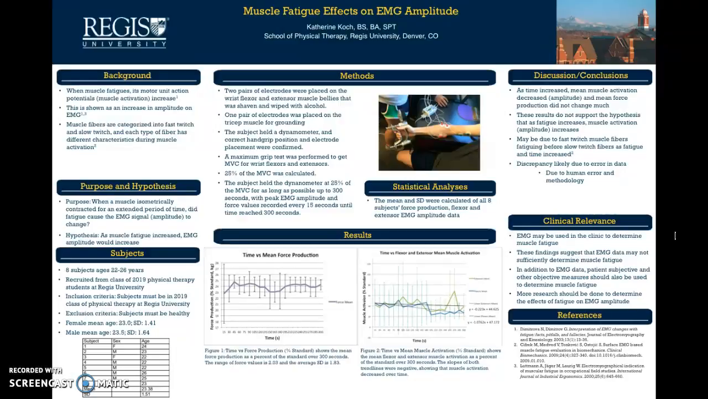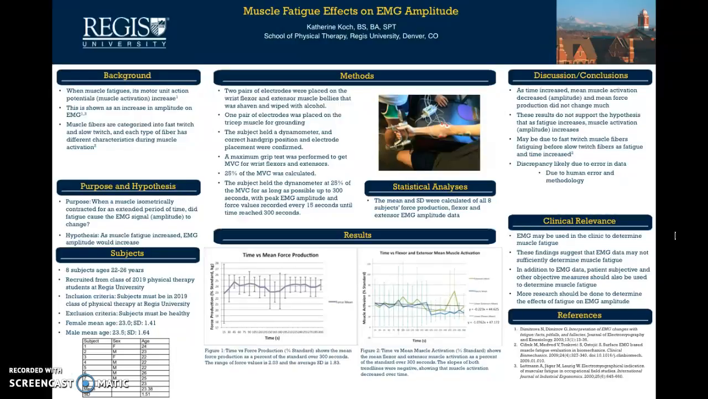Literature shows that when a muscle fatigues, the motor unit action potentials increase, which is shown on an EMG as an increase in amplitude. Motor units are made up of different types of muscle fibers categorized as fast twitch and slow twitch, which are differentiated by their characteristics. This study included 8 subjects aged 22 to 26 years. Please refer to the subject section for more information.